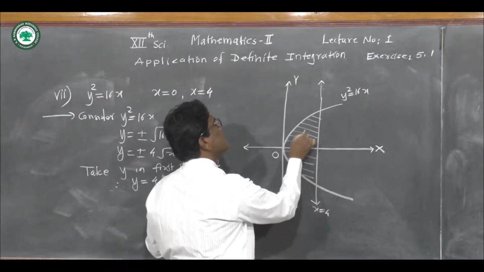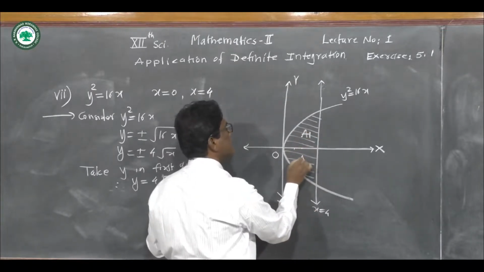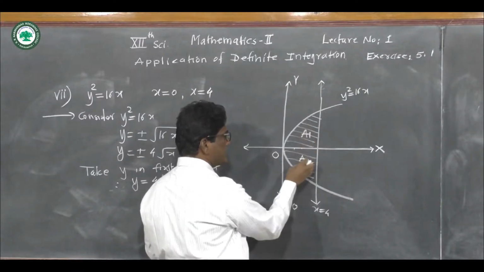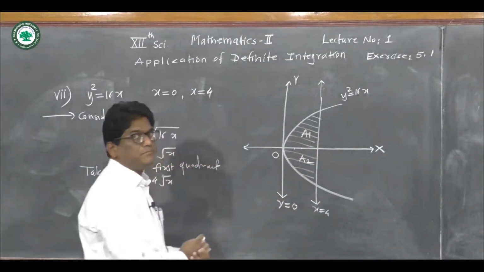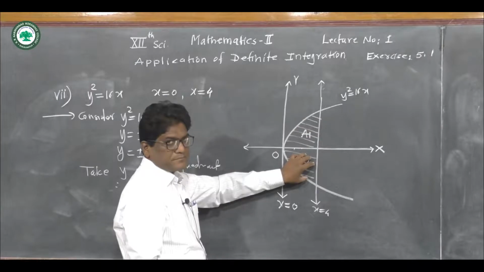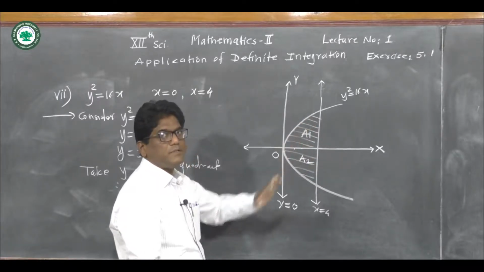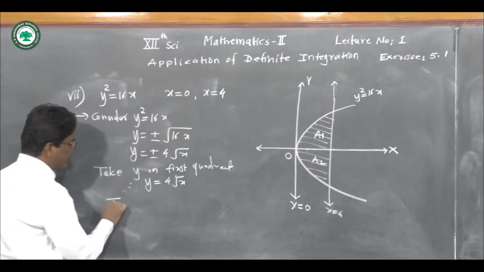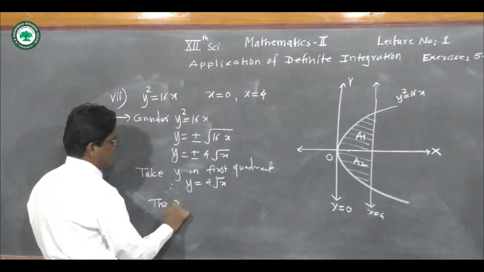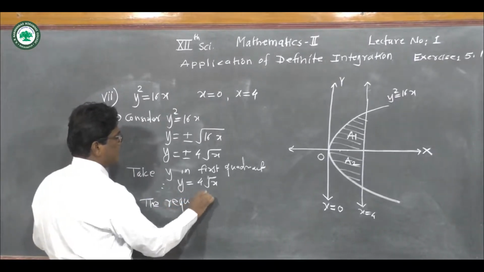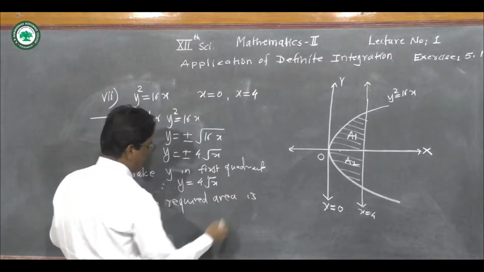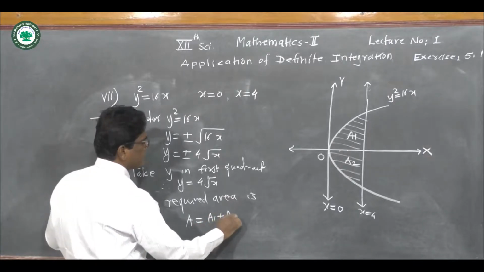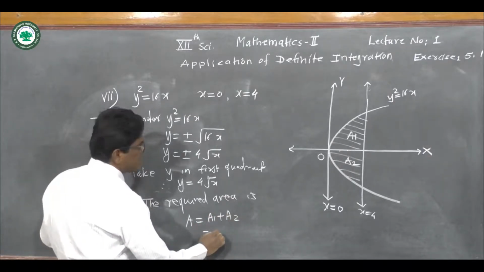That area lies in the first quadrant, suppose A1, and in the fourth quadrant it is A2. So the total area is A1 plus A2. So only find A1 and take its double, because this area and this area are the same. So the required area is A is equal to A1 plus A2, that is equal to 2 times A1.